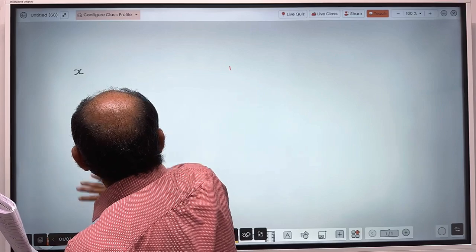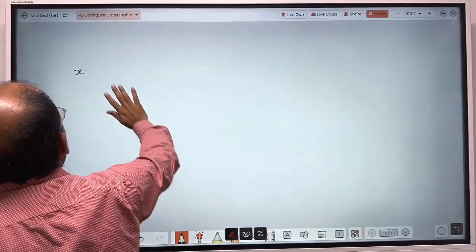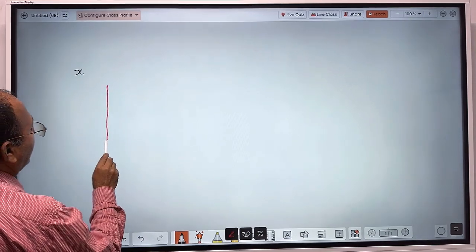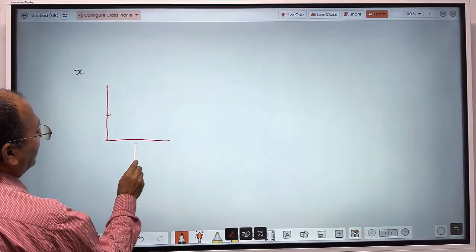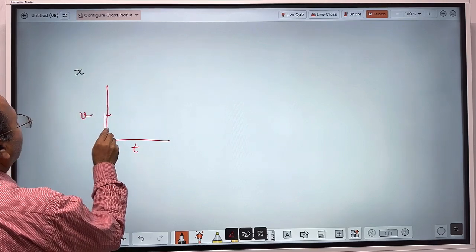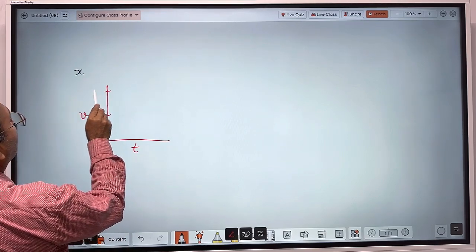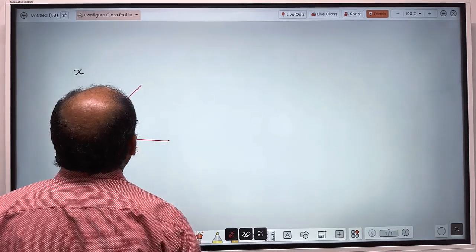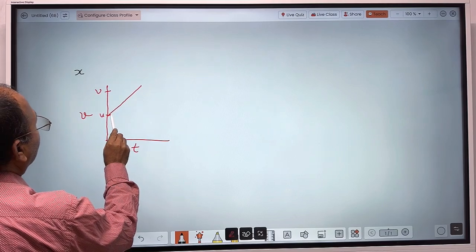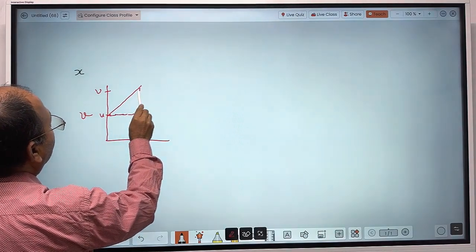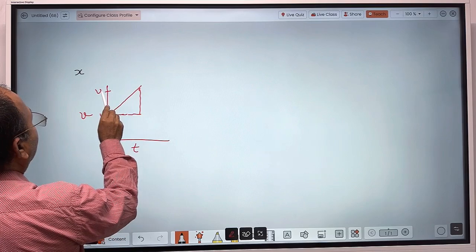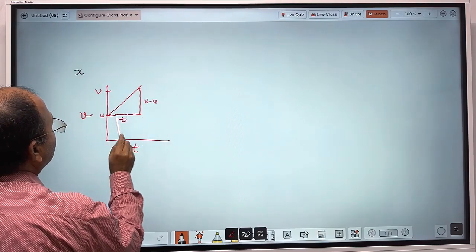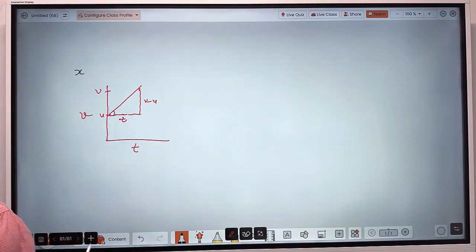Now we are going to consider the equations of motion, how to derive them. So basic methods that you have studied in lower level, like suppose this is time axis, this is velocity axis. Here suppose velocity is u, at this time velocity becomes v. So graph is suppose like this. So what do we do? We find the slope. Change in velocity, this is velocity v, this is u, so change will be equal to v minus u, and suppose this is time t, so this angle is theta.